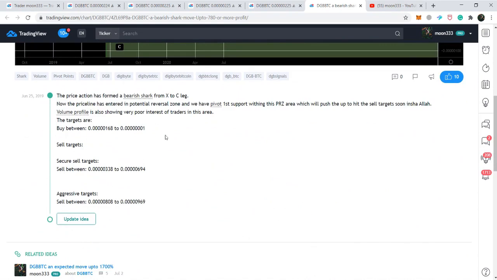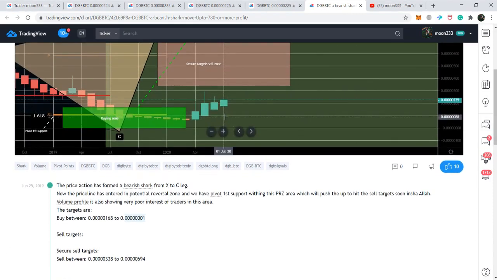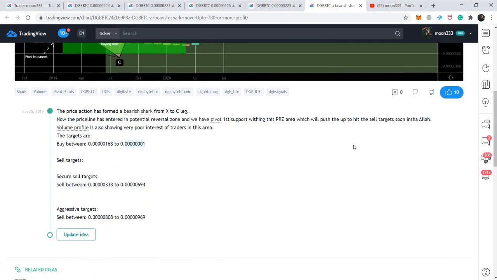This is the buying area that starts from 168 satoshis and ends up to this level. Only for educational purposes, I've just shown that the price action cannot move down further than this level. Otherwise, the price action found a strong support at this level, almost here, you can see almost at 65 or 64 satoshis. It has found a really very powerful support. Therefore, you can consider that the buying zone starts from 168 satoshis and ends up to 65 satoshis.